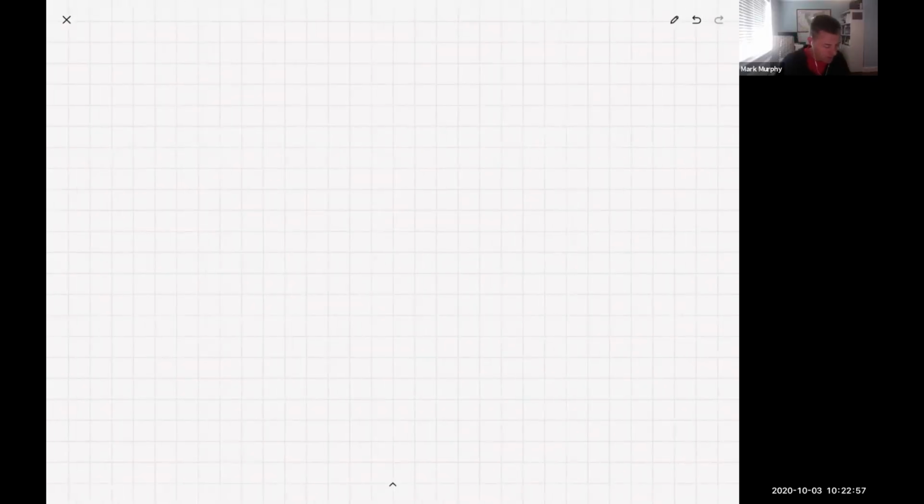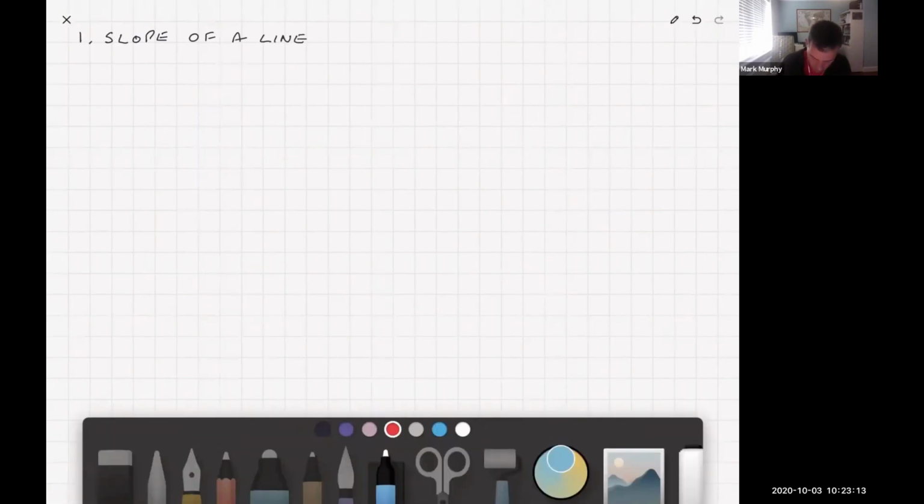Okay, so the first topic I'm going to cover is the slope of a line. So I write down here, slope of a line. Okay, so again, I'll just draw a graph. I suppose, no, I'll give the definition here of the slope of a line. I won't write it down.